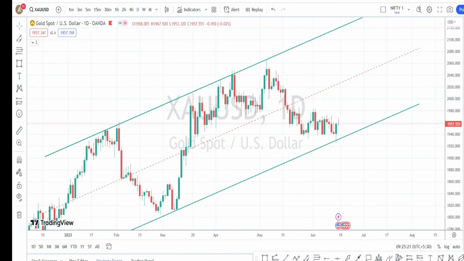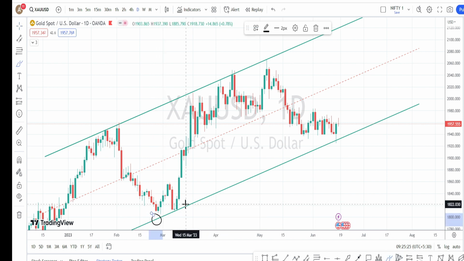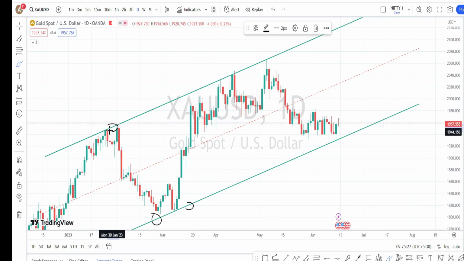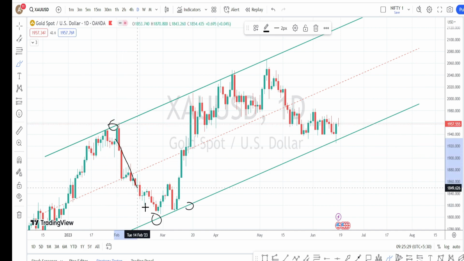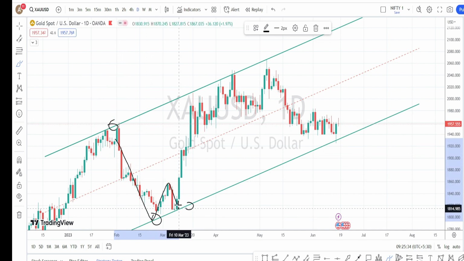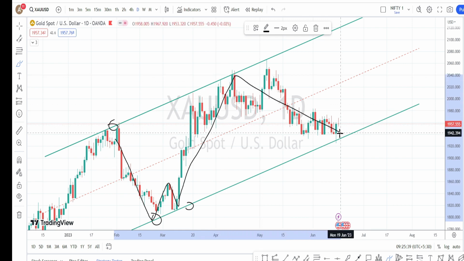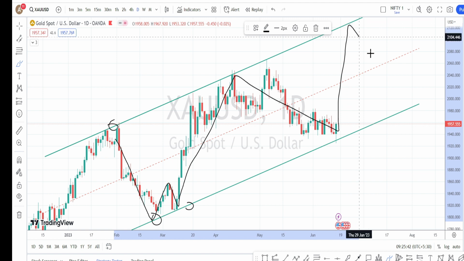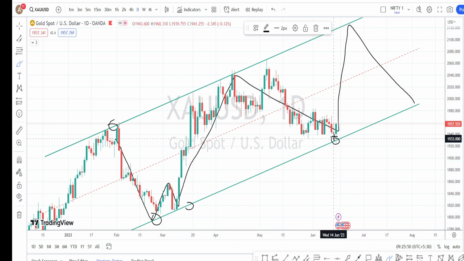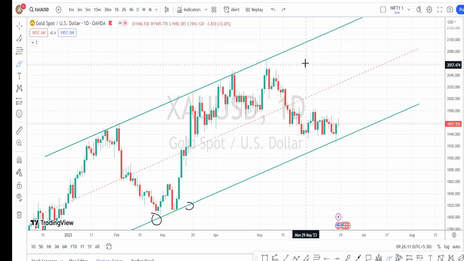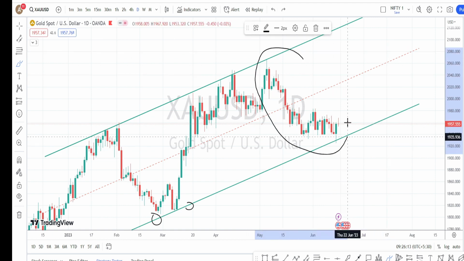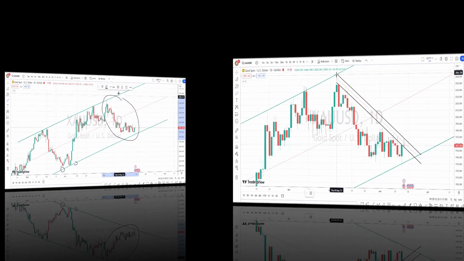I'm in daily time frame now, and in daily time frame I've already drawn the trend line or the support line and the resistance line. And when we look at the current trend of the price action, the candlesticks are trading within this bullish channel pattern, and it is in a bullish trend for now, as long as it is trading above this trend line or the support line.